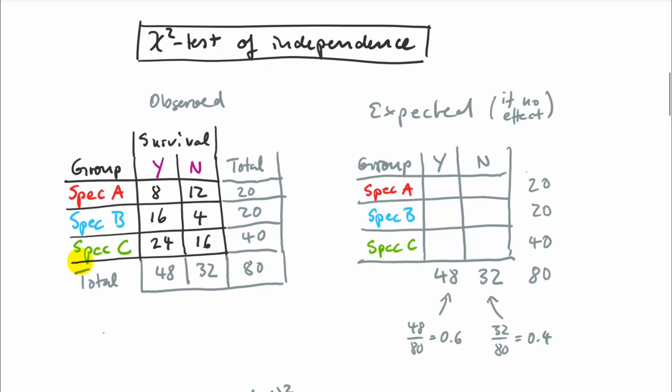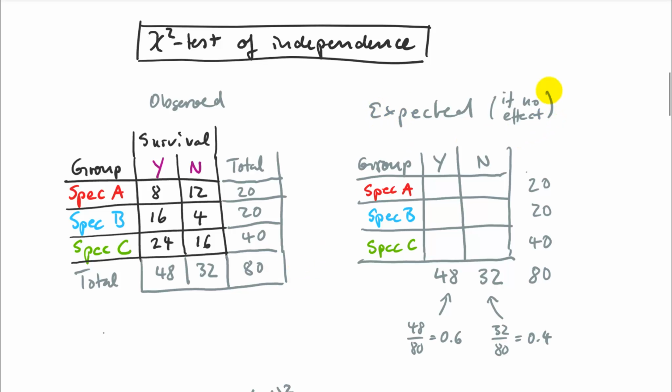So this is my contingency table here that I just copied over. And the first thing that we need to do is calculate all the totals. So 8 plus 12 is 20, 16 plus 4 is 20, and so on and so forth. And this is my overall total.